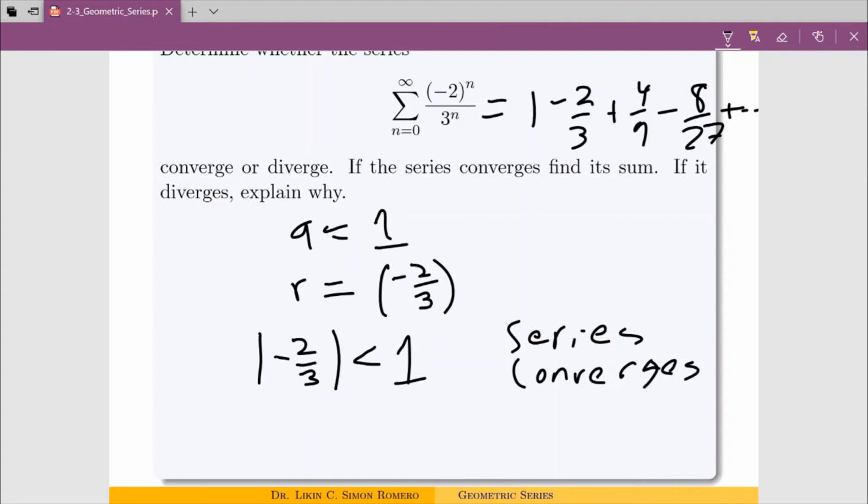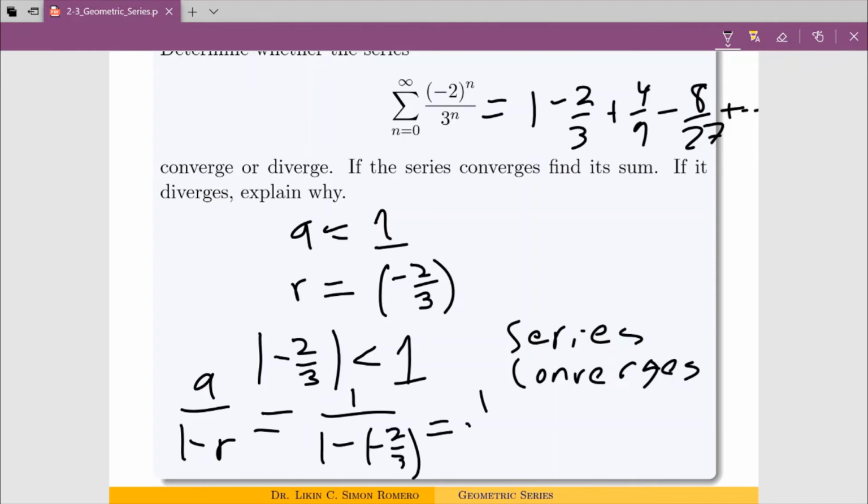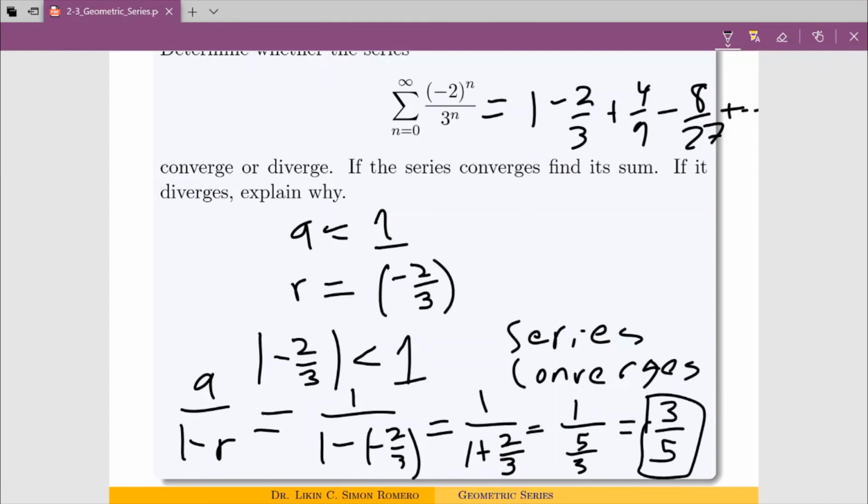And we can use our formula a over 1 minus r to figure out what this series converges to. And this is 1 minus -2/3, which gives us 1 over 1 plus 2/3. You can get 1 over 5/3, or 3/5. And so we get that this series converges to 3/5.